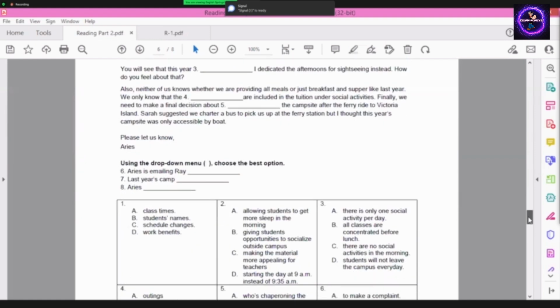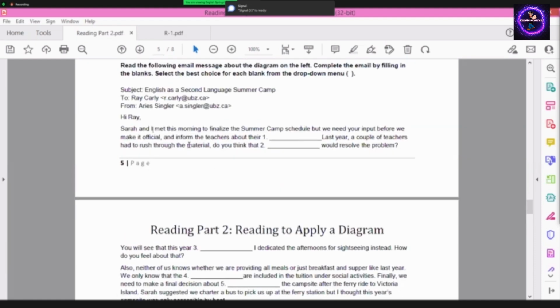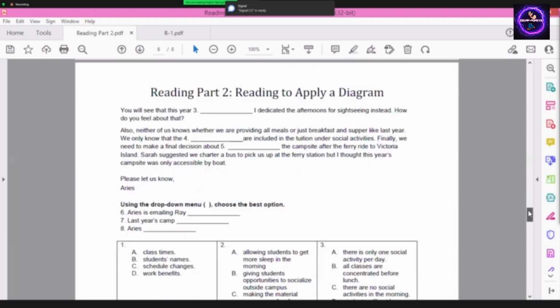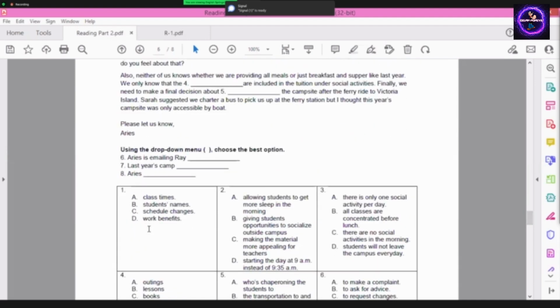Okay, just trying to see it here. So Sarah and I have met and we need your inputs before we can make the schedule official. That's what is being suggested. And inform the teachers about their... Looks like, because it's a summer camp, class times make more sense.